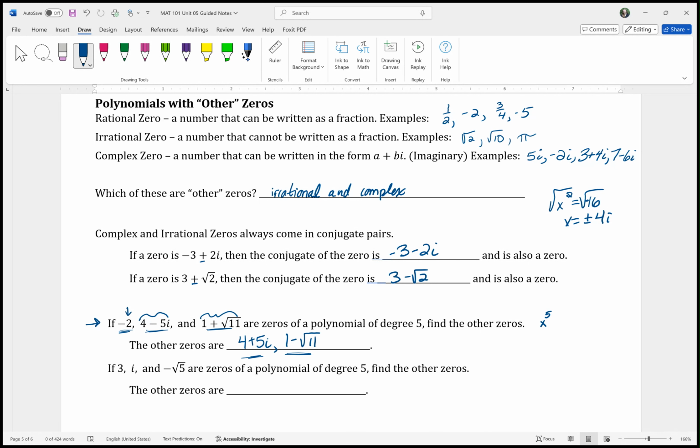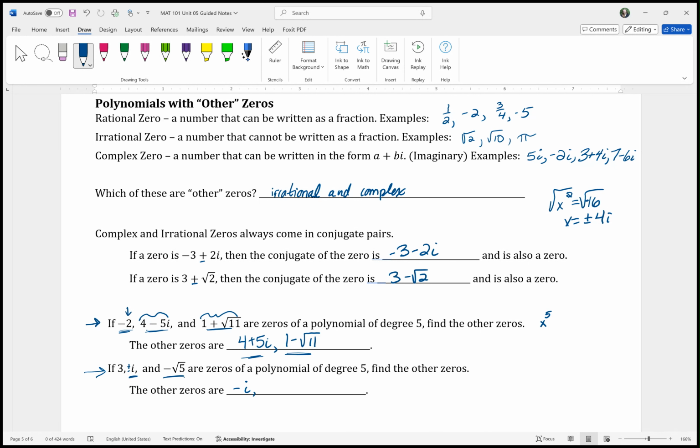Okay, we have a similar thing in our next example. If 3i and negative square root of 5 are zeros of a polynomial of degree 5, find the other zeros. Again, we're not looking at the rational to give us our other zeros because rationals don't come in pairs. But our i is irrational. No, complex. Sorry. It's complex. I was right the first time I said that. The i is complex, and so it's going to come with a pair. So technically there's really a plus minus in front. It's already got the plus. We need the minus.